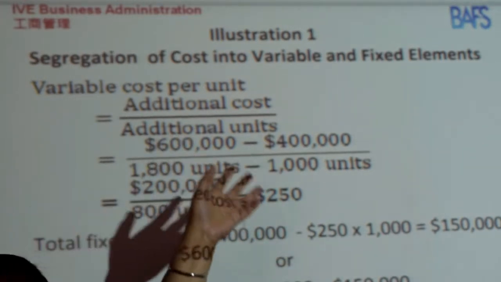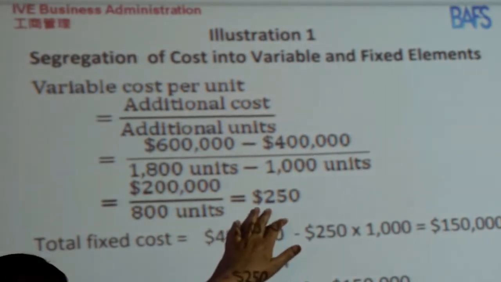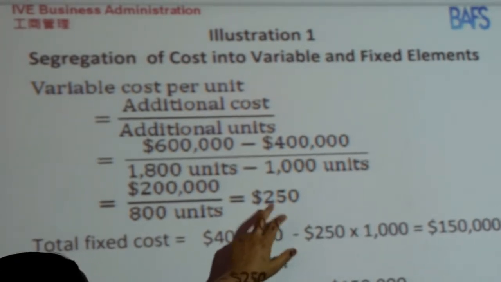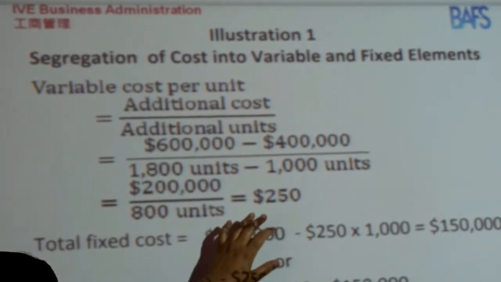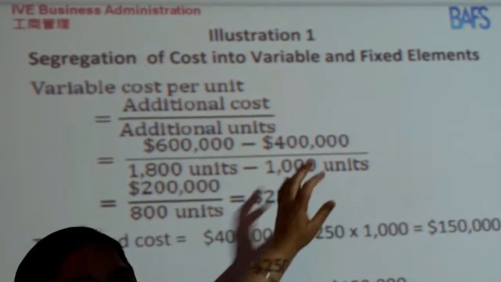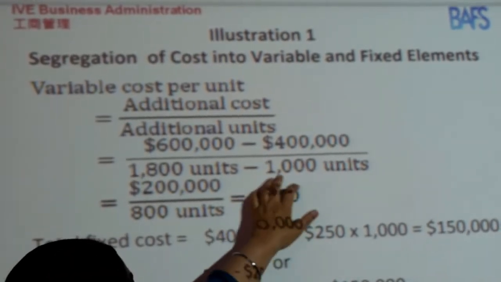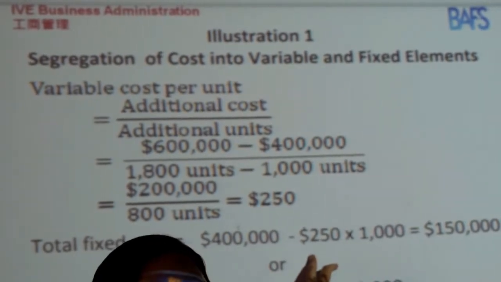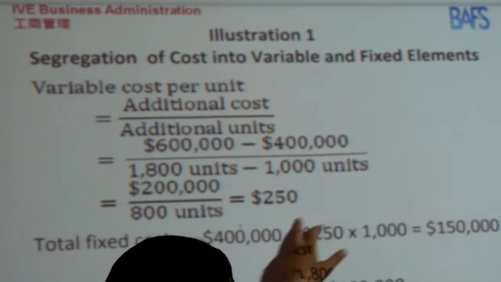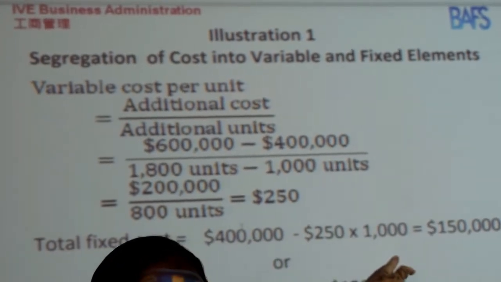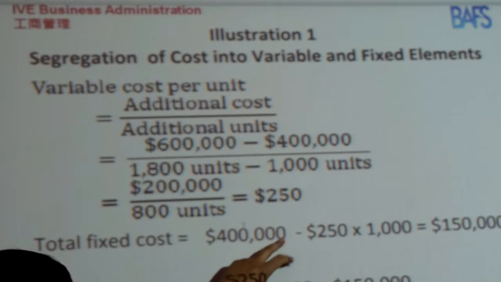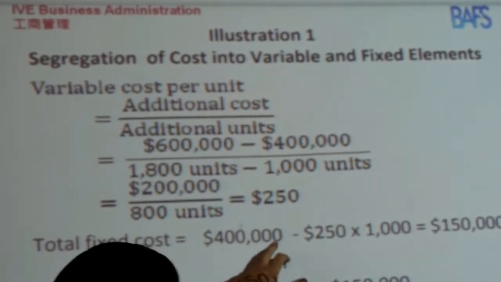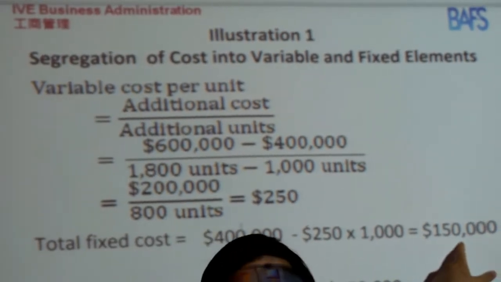Now, as we looked at the assumptions, we said this is variable cost because it varies with production. So if $250 is the per unit variable cost, what do you think is the cost for 1,000 units? It's going to be 250 times 1,000, which will give you the total variable cost. So if this is the total variable cost of 250,000, and your total cost was 400,000, if you take your variable cost out of the total cost, your balance should be your fixed cost.